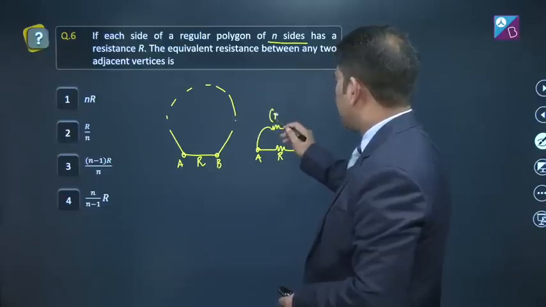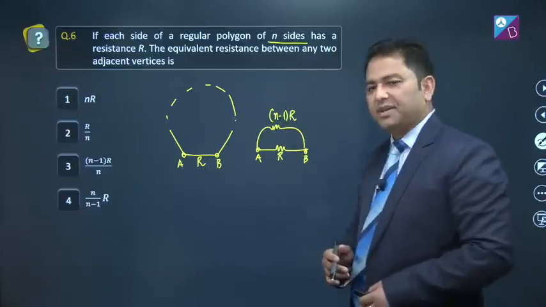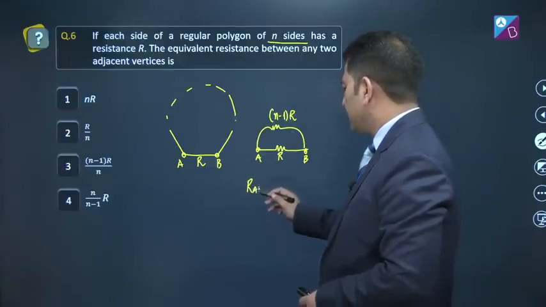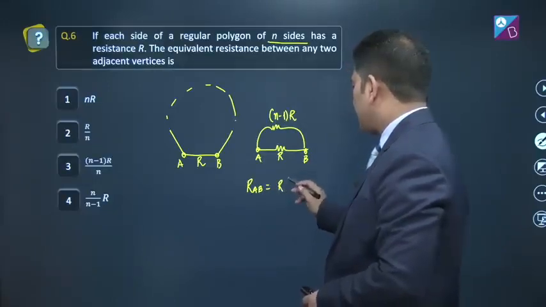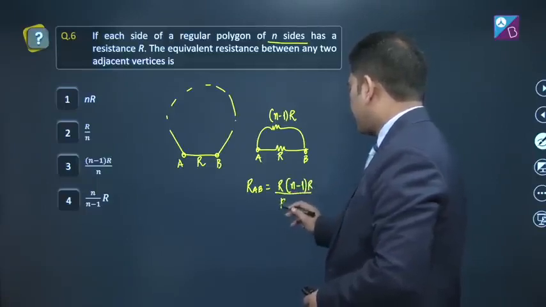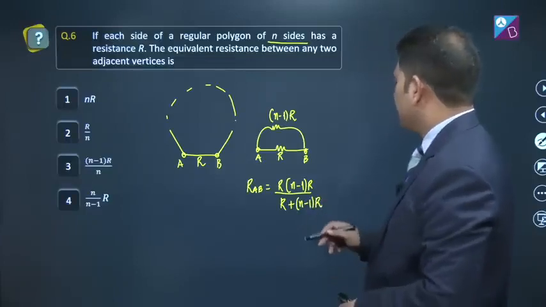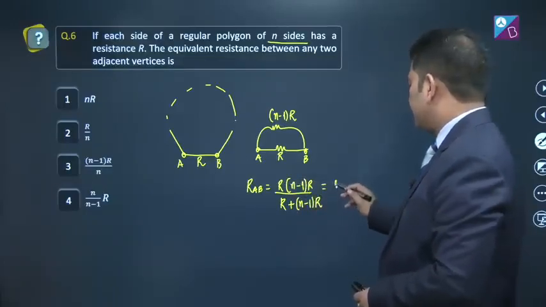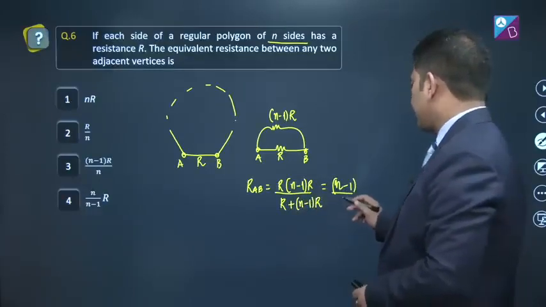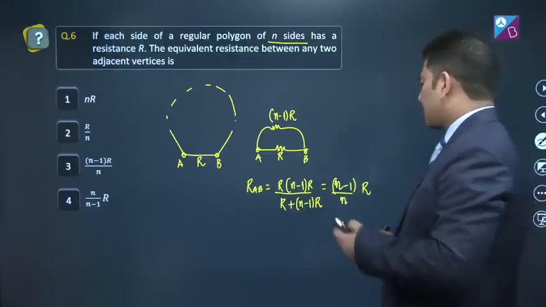Of course, one has resistance R, so n-1 will have this much resistance. In the end, this and this are in parallel, so R_AB will be equal to R multiplied by (n-1)R divided by R plus (n-1) multiplied by R. Clearly R gets cancelled, so one R cancels, divided by 1 plus n-1, which means that will be n multiplied by R. So where is this option?